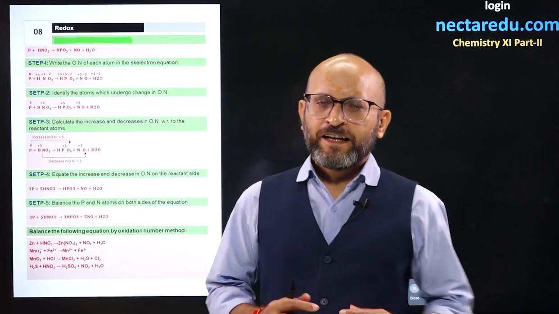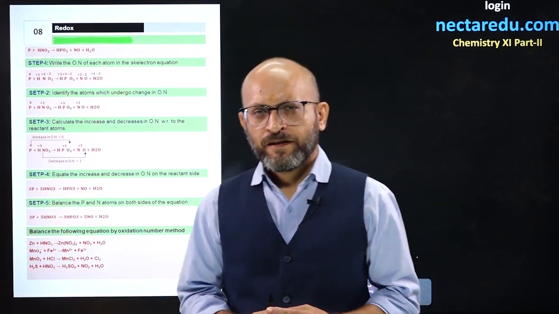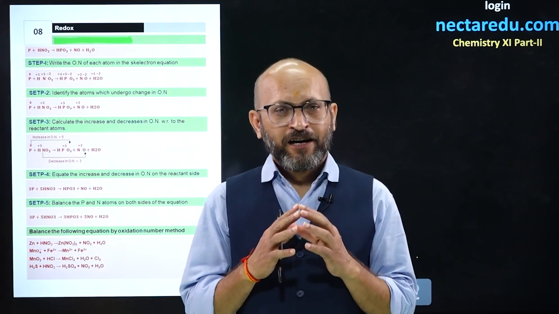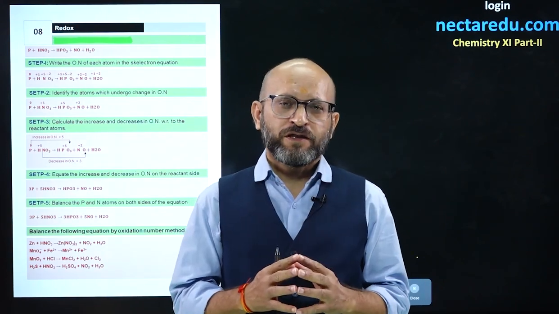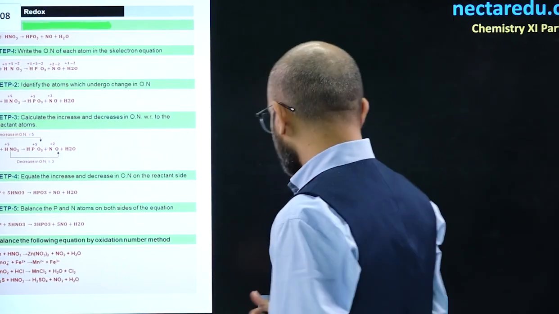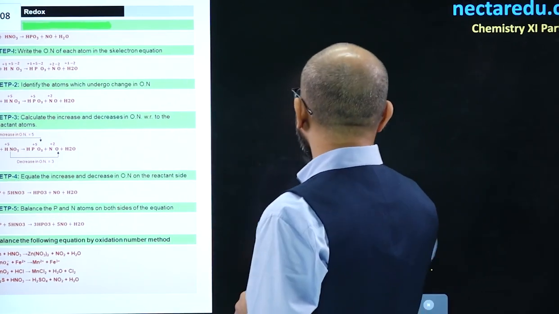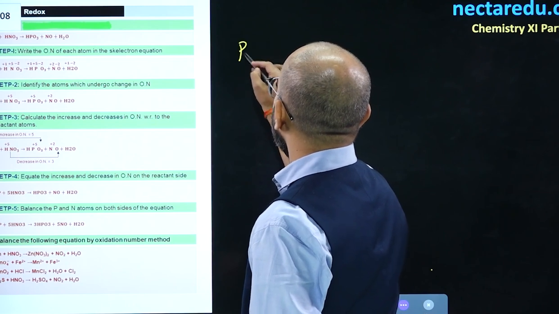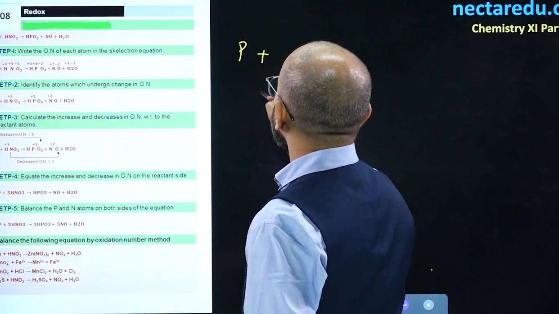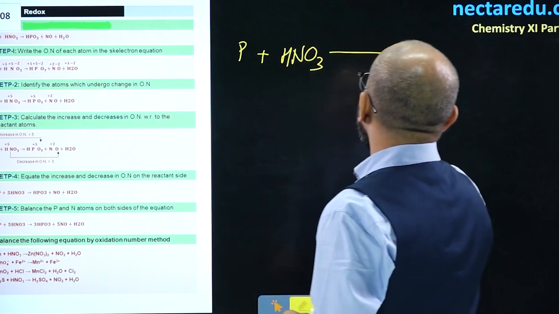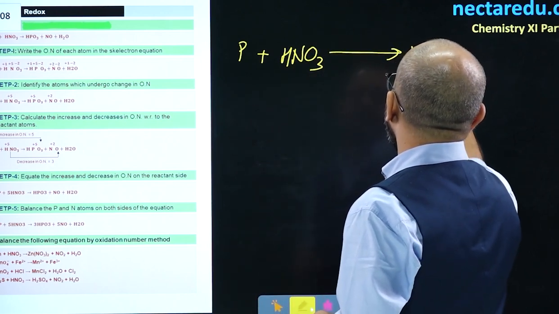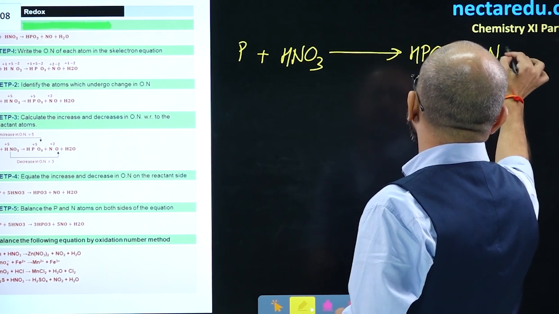Let's discuss another example and understand how balancing of redox reaction occurs through the oxidation number method. So we will take an example where phosphorus reacts with HNO₃ to give us HPO₃ and NO along with water.